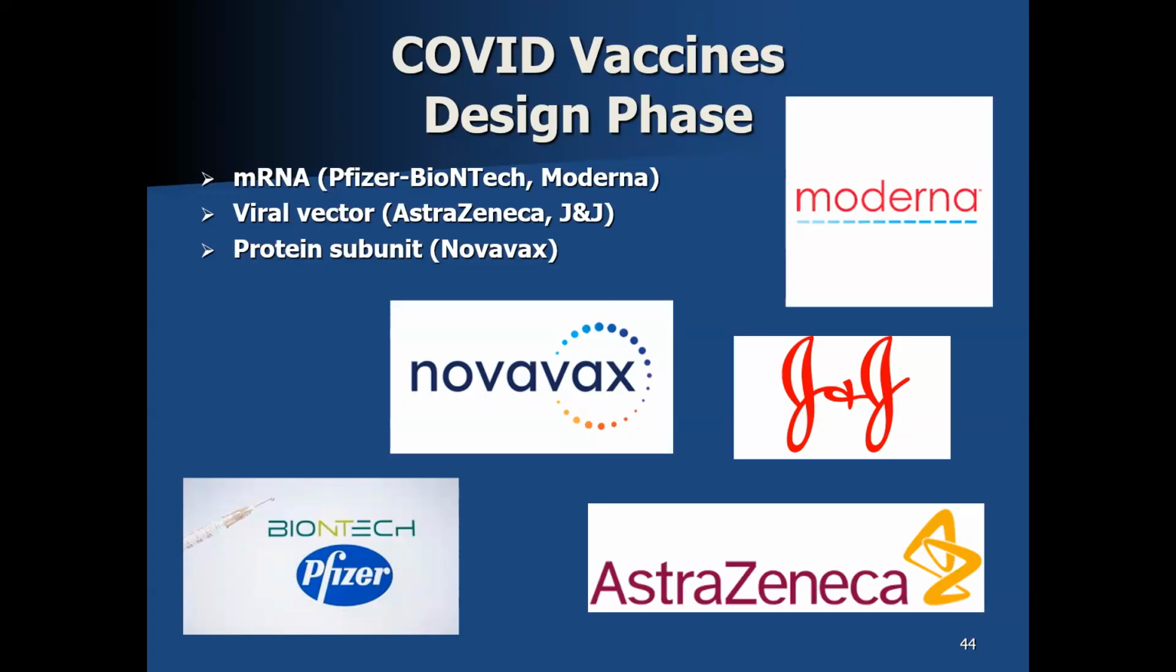Novavax was a protein subunit vaccine, where purified pieces of the spike protein were produced in lab systems and combined with an adjuvant, which is an ingredient that boosts the body's immune response to the vaccine, making it more effective to stimulate the immune system.